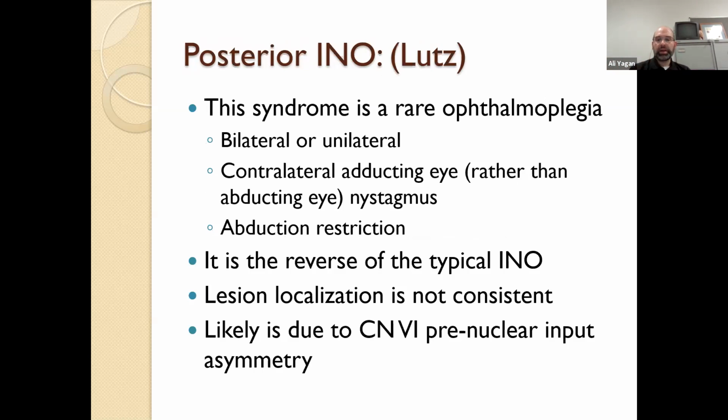What we call a reverse INO or posterior INO is exactly the reverse of the normal INO. So instead of having a limitation of adduction in the affected eye and abducting nystagmus in the other eye, you get the limitation in the abducting eye, and this one has abducting nystagmus. It's not very localizing because there is some variance, but usually it's around the sixth nerve nucleus. Quite rare, in fact. We only had a patient probably for the last 5 years, a few weeks ago.